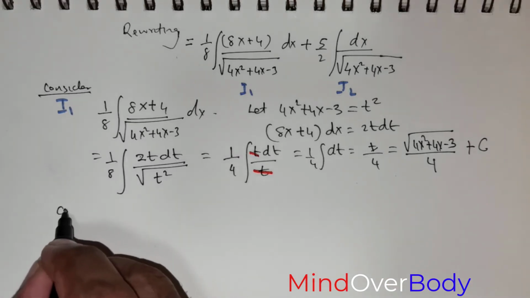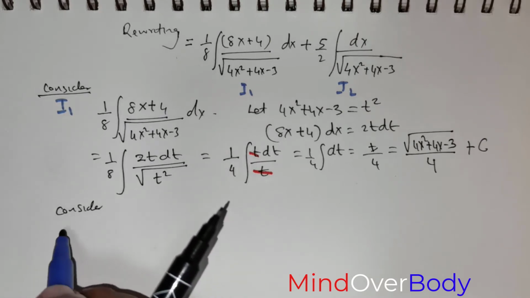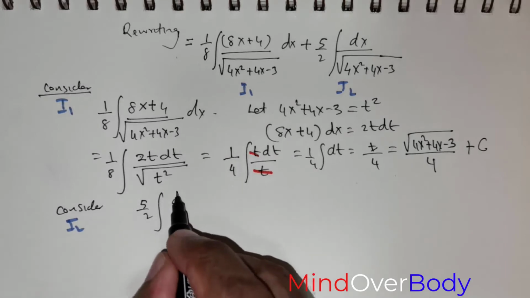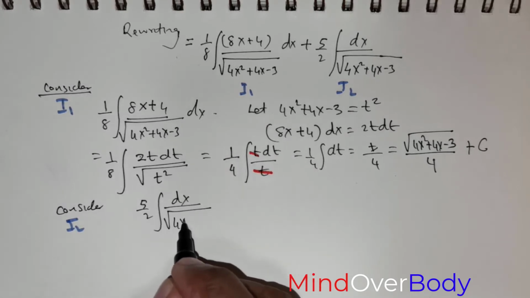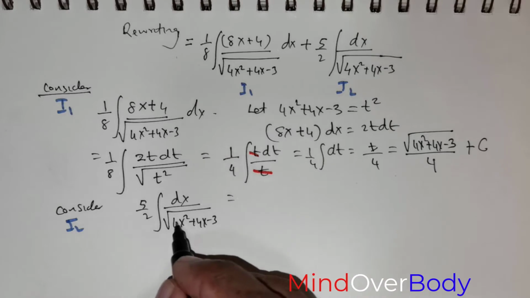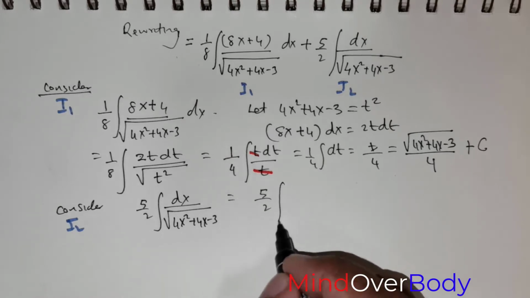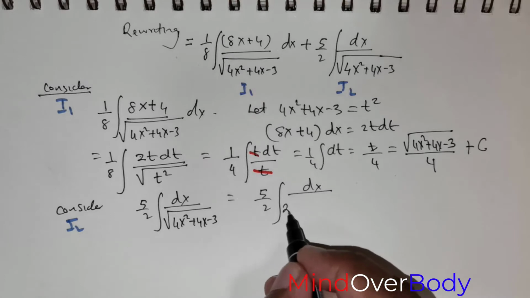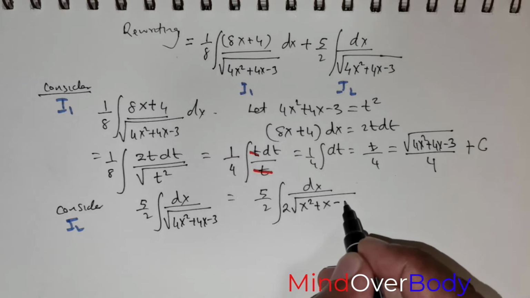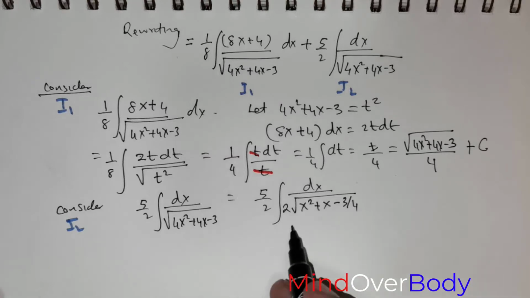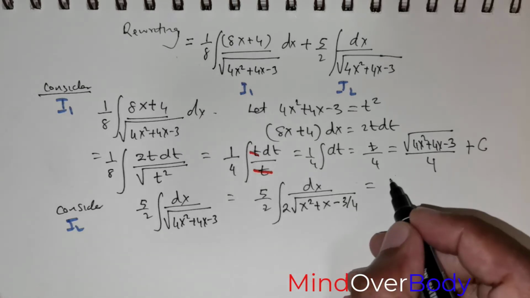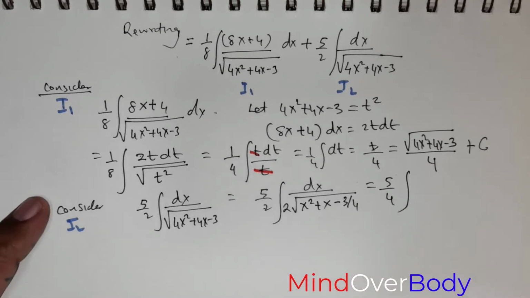Now let me consider I2. The I2 is 5 over 2 integral dx over root of 4 times x squared plus 4x minus 3. I want to take the 4 out from the denominator, so that would give me a 2 outside with the quantities x squared plus x minus 3 over 4. Right? When you take 4 out, this is what you will end up with. 2 multiplied with 2 will give you 4, so it's 5 over 4 integral.